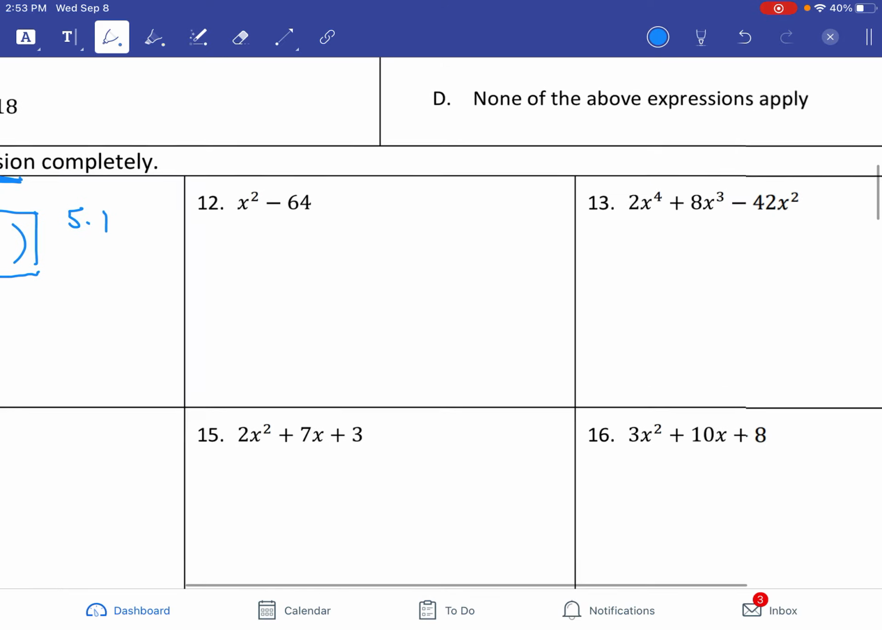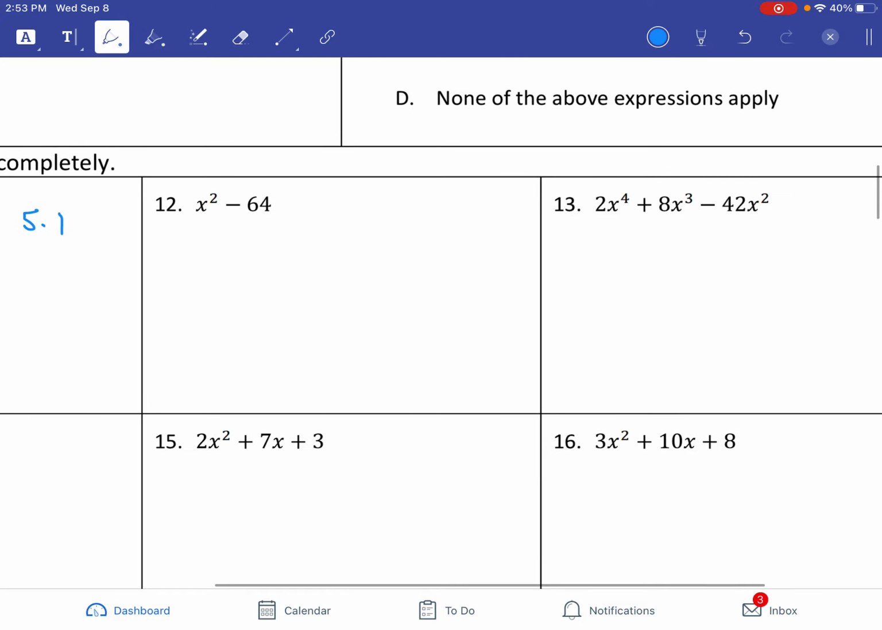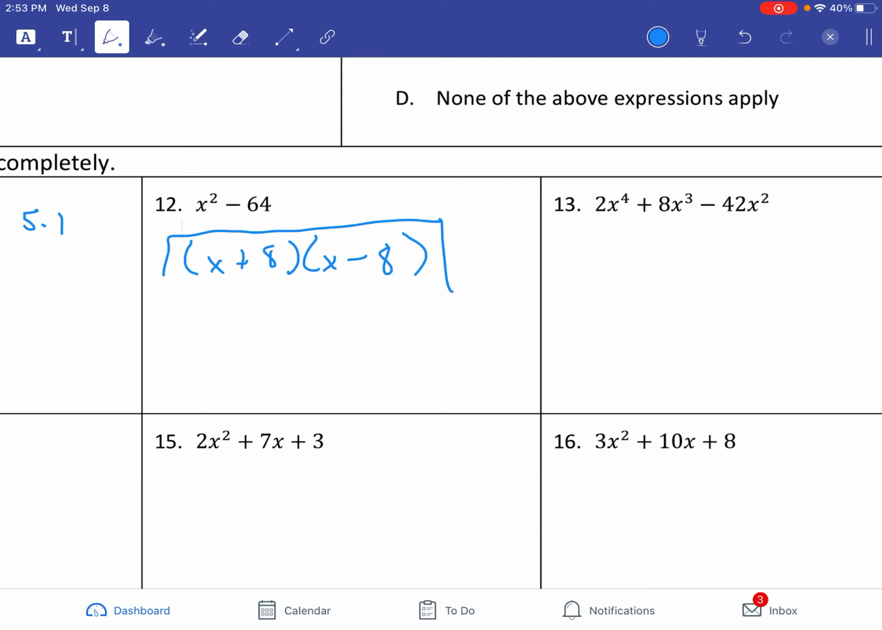Number 12. You can't take a GCF out of this, but this is a difference of 2 squares problem. Both numbers are perfect squares. So you're going to have x and x, plus and minus, and the square root of 64 is 8. And that is it. Okay, we know it's a difference of 2 squares because it's only 2 terms, and they are both perfect squares.